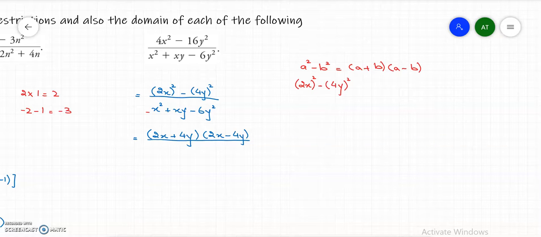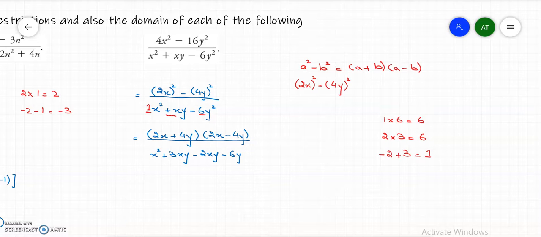So we can see the x square coefficient is just 1 and the y square coefficient is 6. So 1 times 6 equals 6. How can we break the middle term? The middle term would be positive 1. So we have the factors 2 times 3, which is also equal to 6, and if we take negative 2 and positive 3, it equals 1. So we can break the middle term with minus 2 and plus 3. Let me write it down: x square plus 3xy and minus 2xy and minus 6y square.